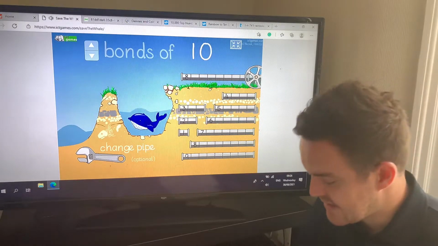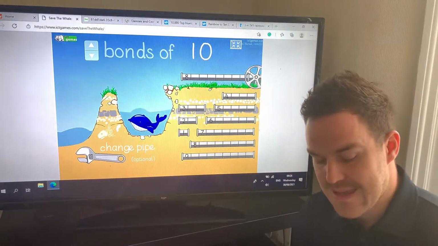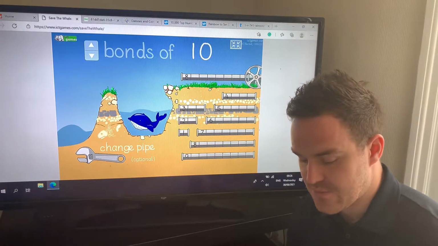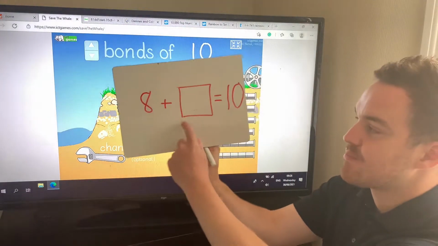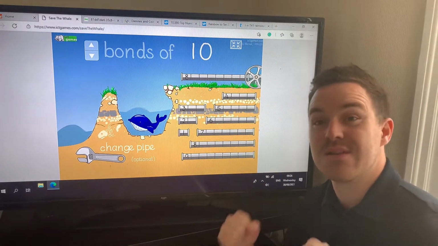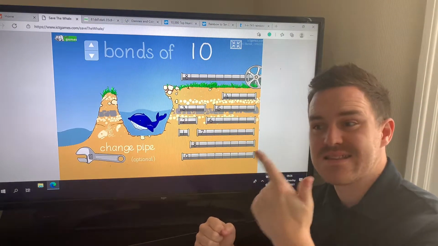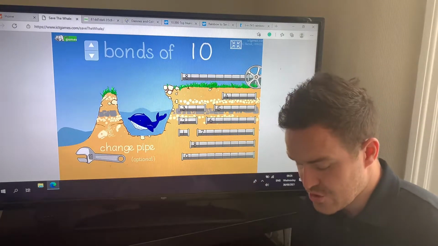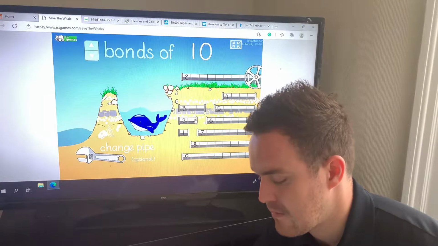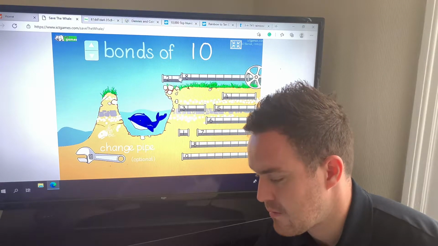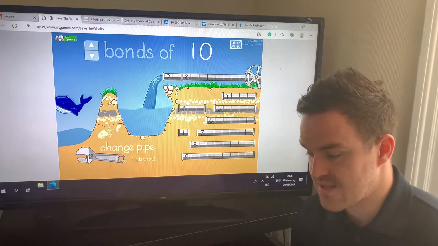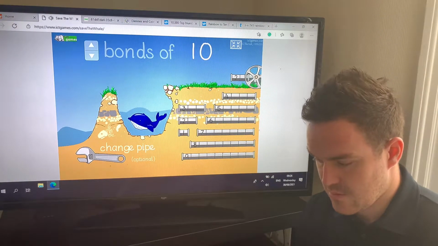So next one we have 8 plus something equals 10. So I'm going to write that out as a number sentence. 8 plus something equals 10. How many more do I need? Nice and simple. 8 in my head, 9, 10. I had to add on 2 more. So 8 plus 2 equals 10. Let's see what our next one is.